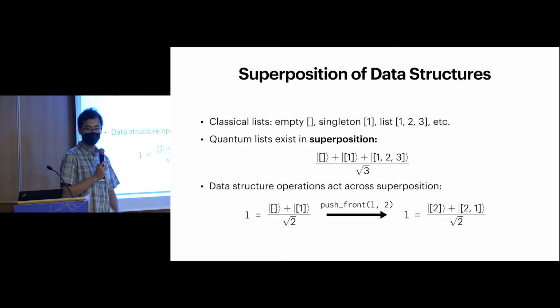Well, you can take a classical operation. Here I've said push front, so we're adding an element onto the head of the list. And you can make such an operation work in superposition just by making it act uniformly on every individual classical list in that superposition.